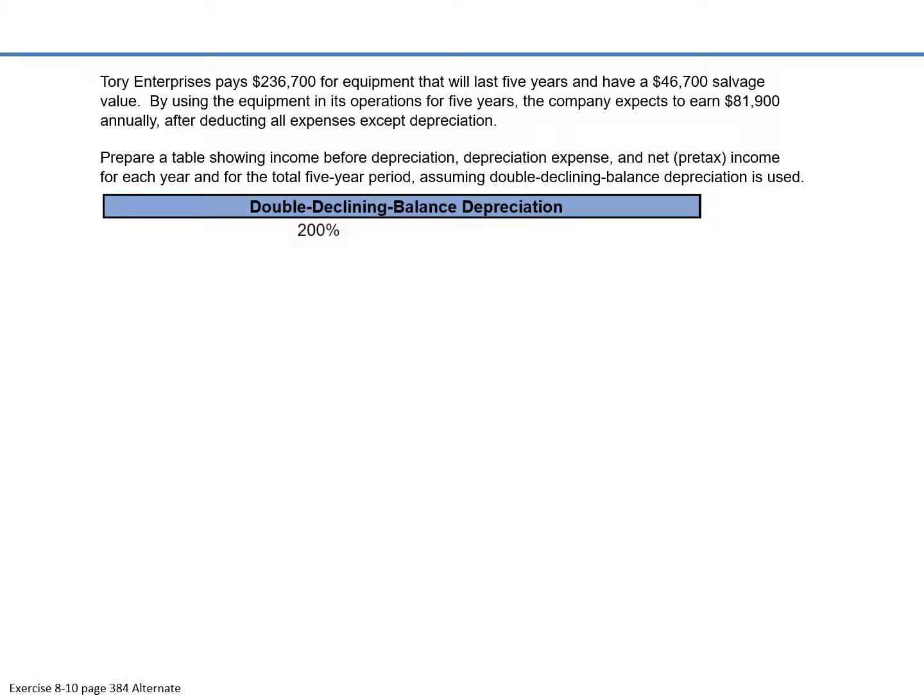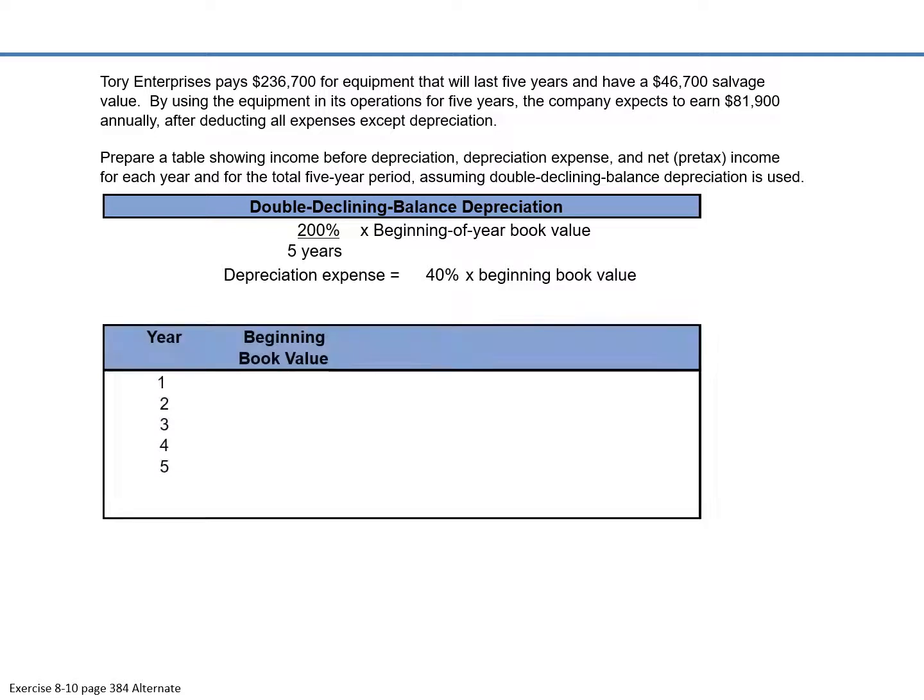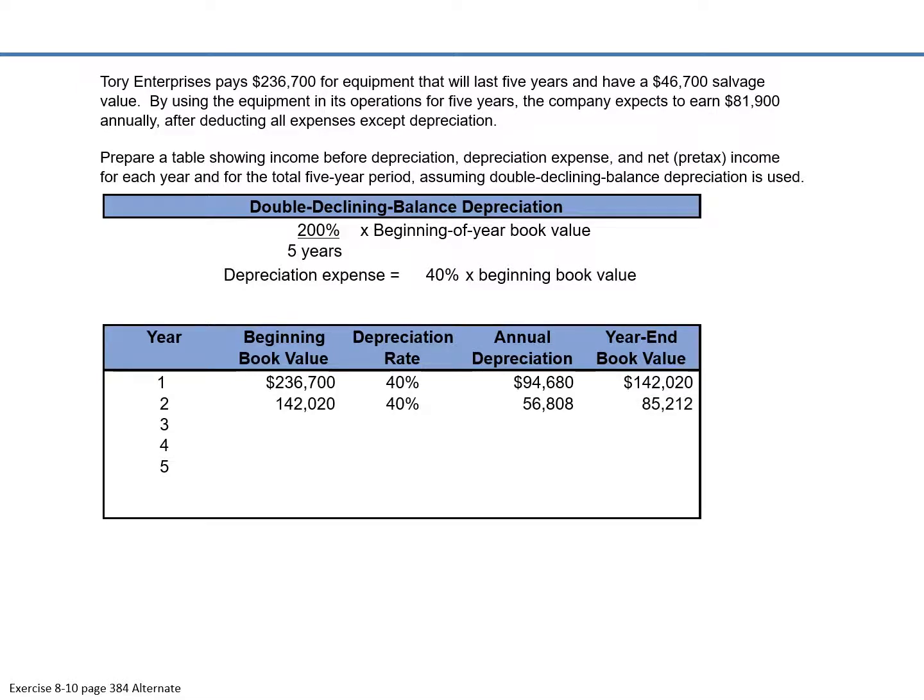All right, double declining balance method, 200% divided by 5 years. 40% per year. Beginning book value to start is our cost, $236,700 times 40%. Annual depreciation of $94,680. Net book value, $142,020. $142,020 times 40%, $56,808. $142,020 minus $56,808 is $85,212.